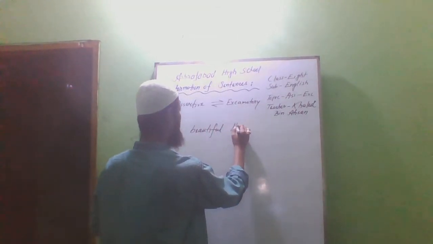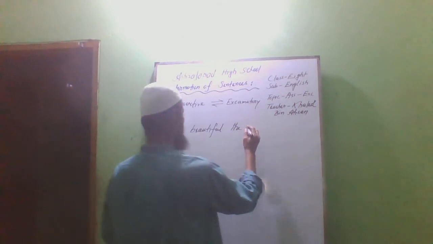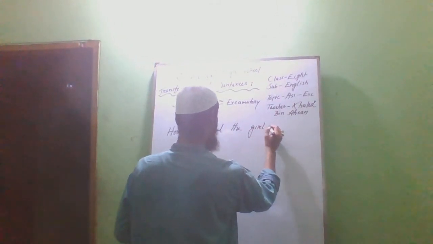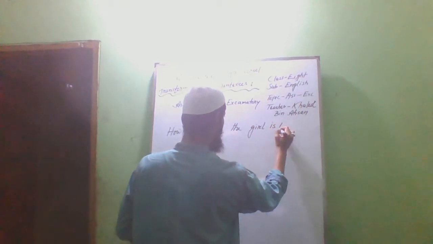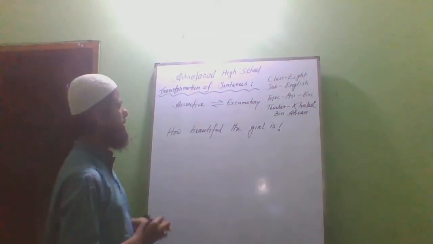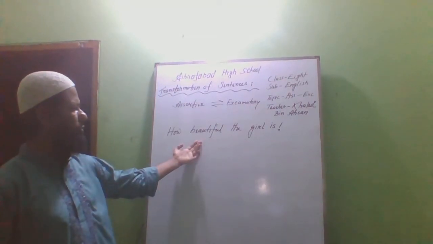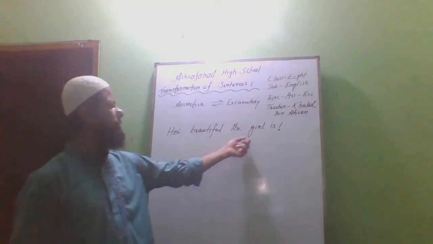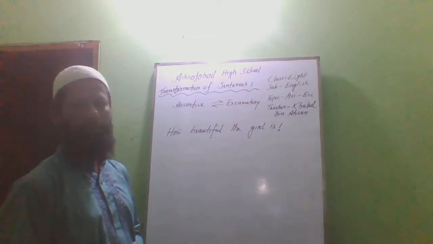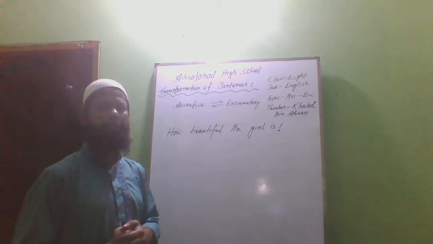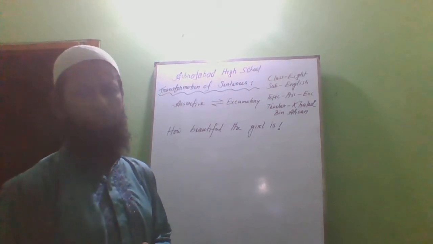How beautiful the girl is. Dear students, this is an exclamatory sentence. How beautiful the girl is. This is an exclamatory sentence. Now we will change the sentence into an assertive one.